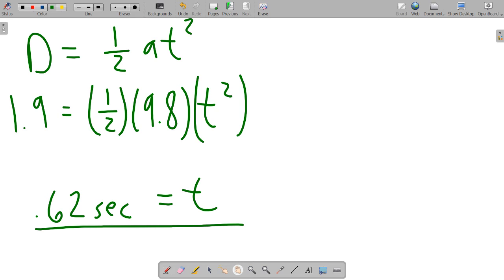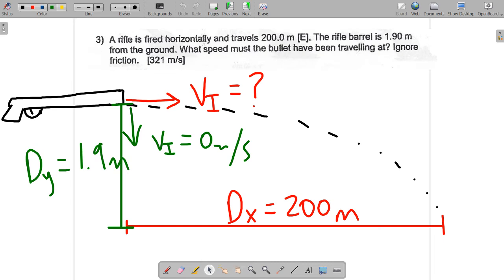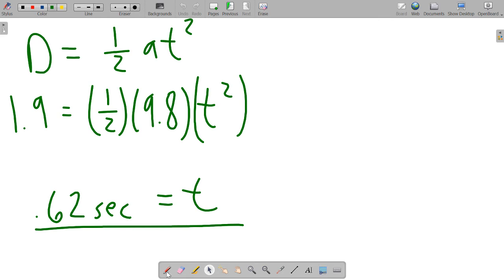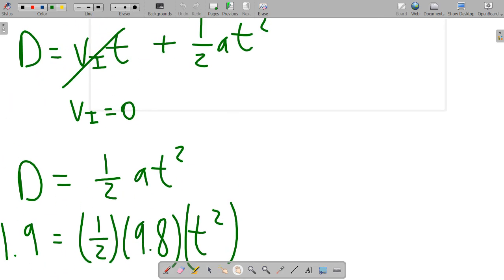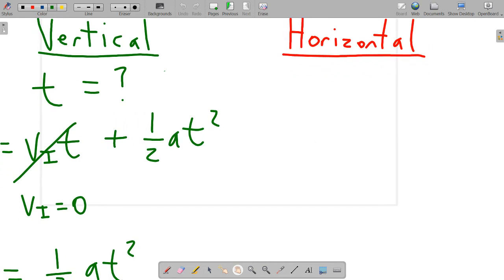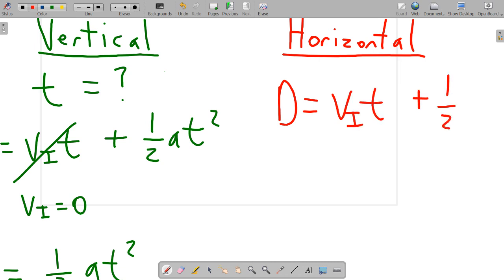And of course, logically speaking, if the bullet spends 0.62 seconds in the air in the y direction, it obviously spends 0.62 seconds in the air in the x direction. So let's go up to our horizontal component and determine what's happening there. So once again, let us write out our equation for displacement. Displacement is equal to initial velocity times time plus 1/2 times a t squared. Now, before we plug anything in, the question is, what is the acceleration in the x direction?